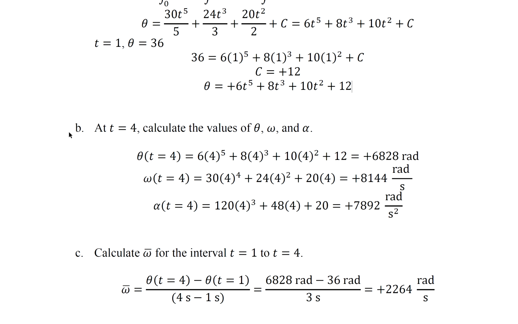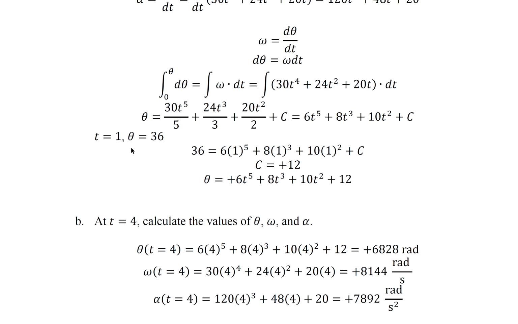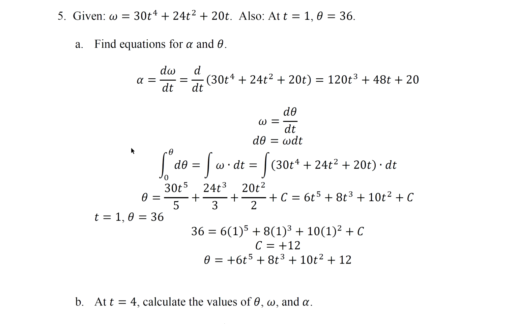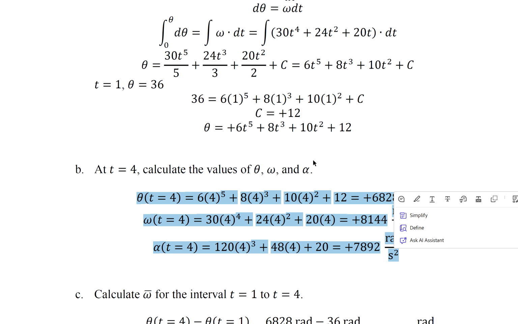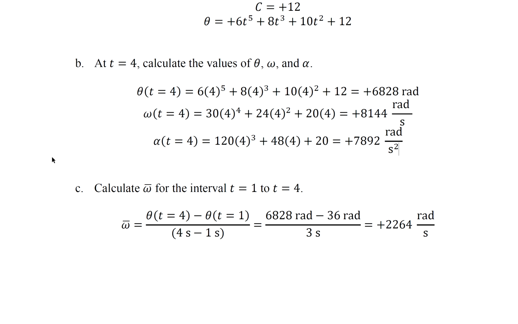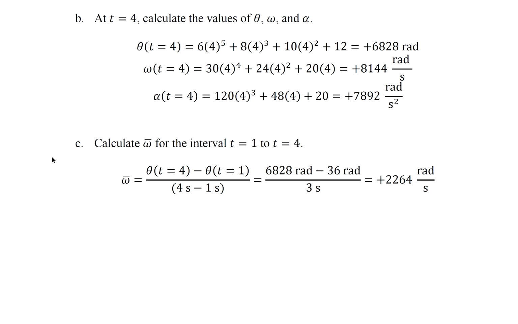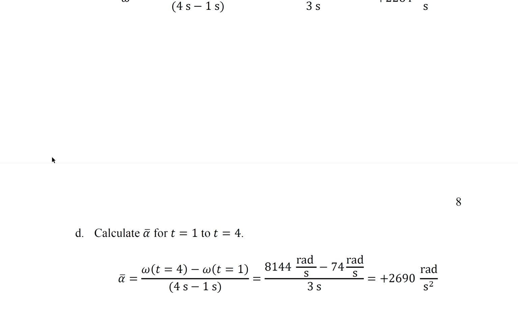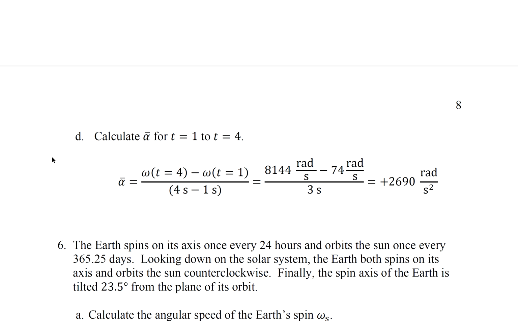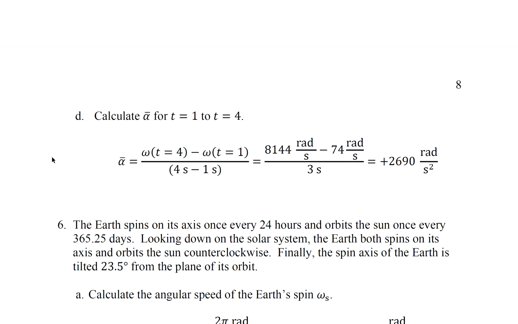Part B. At t equals 4, calculate the values of theta, omega, and alpha. So now we have equations for theta, omega, and alpha. So just plug in the value t equals 4 for these 3 equations. Part C, calculate the average angular speed for the interval t equals 1 to t equals 4. Part D, calculate the average acceleration for t equals 1 to t equals 4.